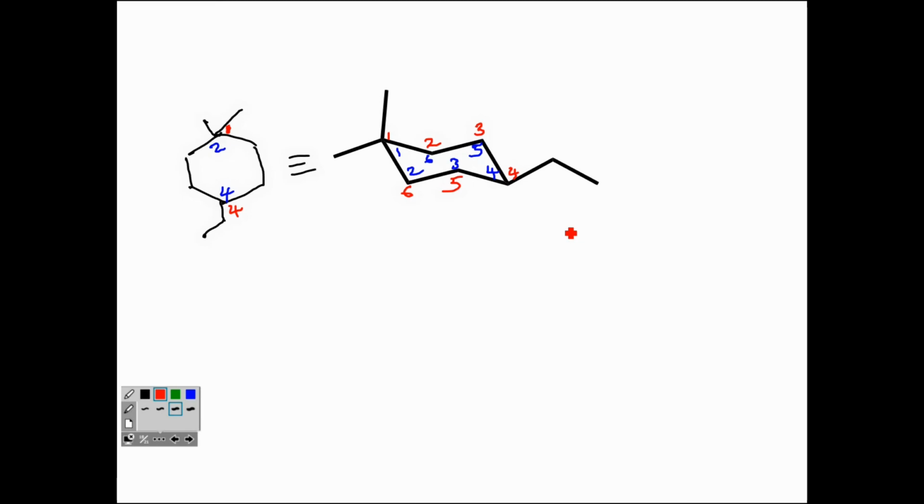So the name for this compound is, nope, let's start over. So the name of this compound, following alphabet, E comes before M, 4-ethyl, 1,1-dimethyl, cyclohexane, because you have all single bonds in the ring, there's no double bond.